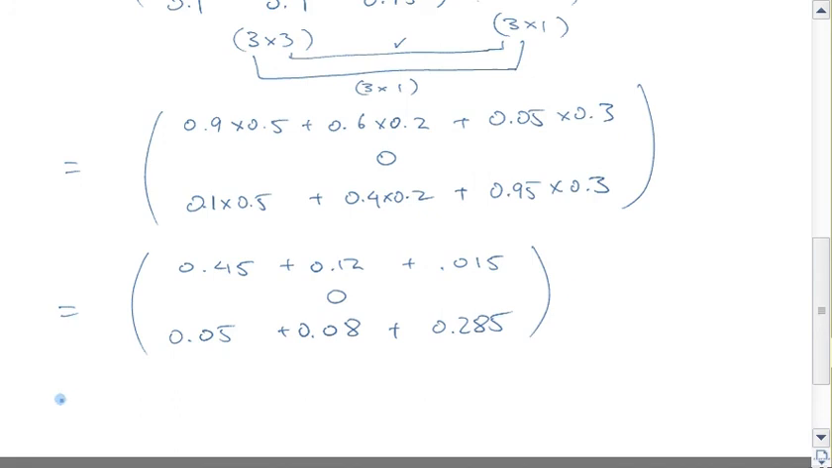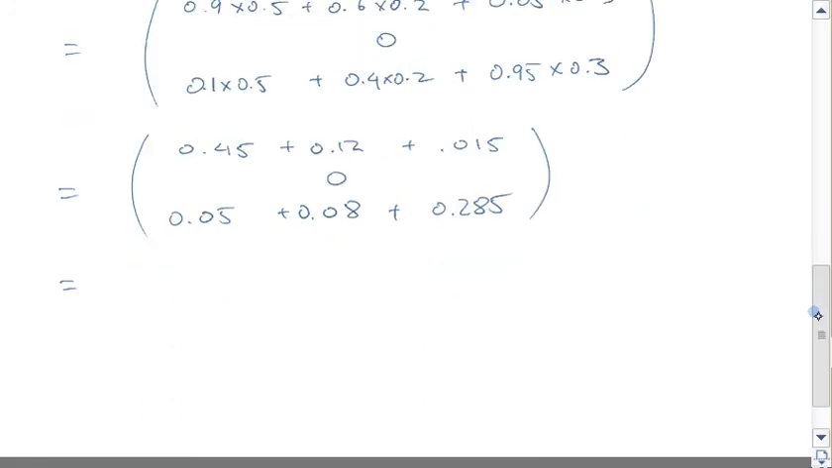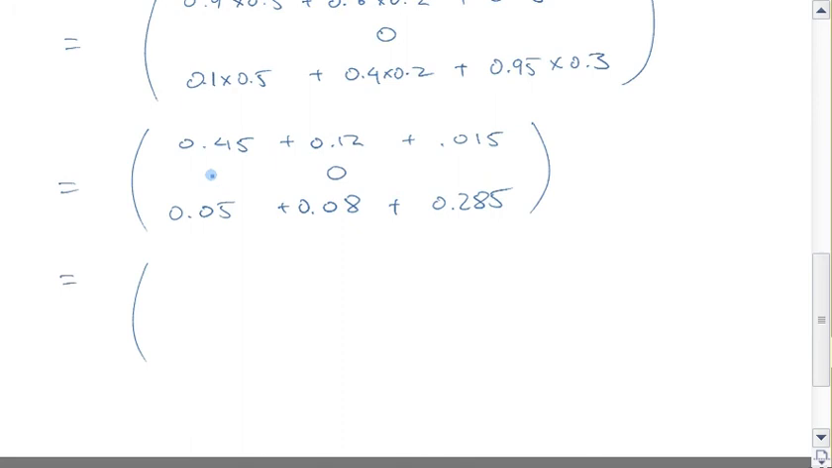So now I can simplify this further by adding these up. And what do I get? 0.45 plus 0.12 is 0.57, plus 0.015 is 0.585. 0 is 0. 0.05 plus 0.08 is 0.13. 0.13 plus 0.285 is 0.415.